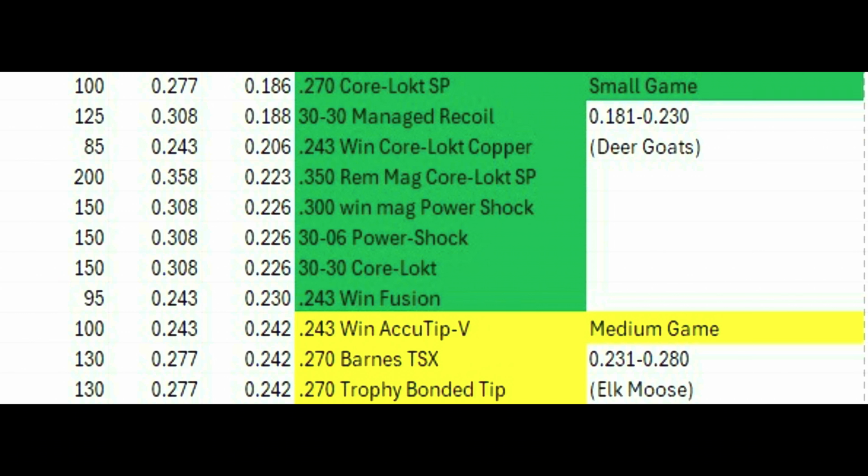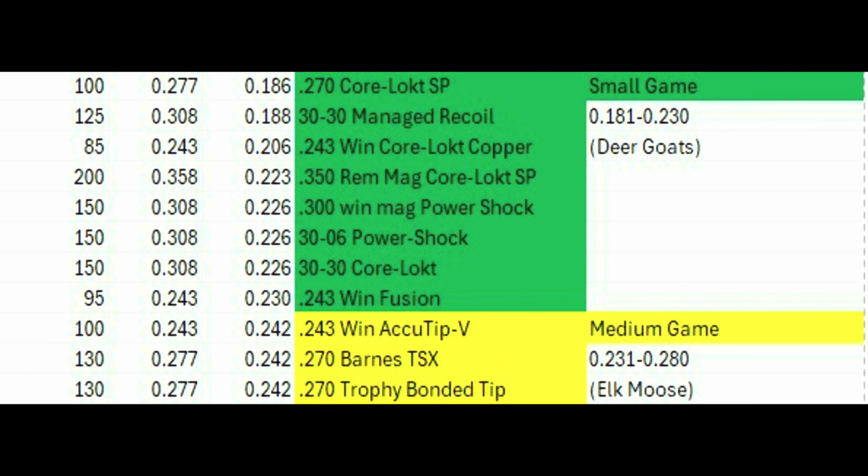They're both at a .242 sectional density, and that's for elk, moose, large black bear. I mean, black bear is medium game, and small game against deer, goats. I got it labeled kind of jacked up, but it's kind of the way I learned things.